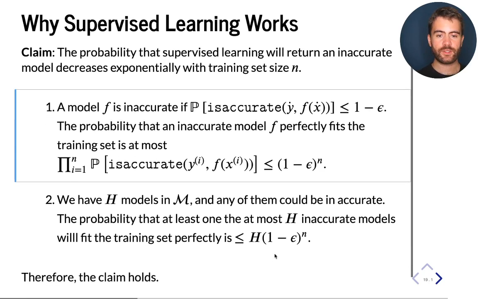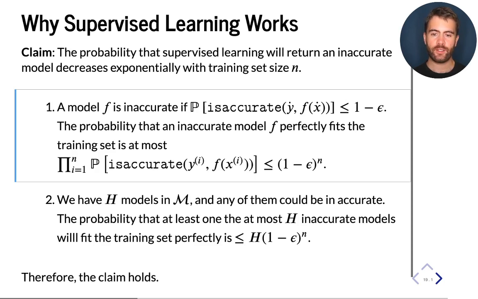And this probability, as I said earlier, goes to 0 at an exponential rate as we increase the training size n, and therefore my claim holds. As we give supervised learning more data, the probability that the model that it returns is inaccurate decreases to 0 at an exponential rate. So this was a short argument for why supervised learning can work.